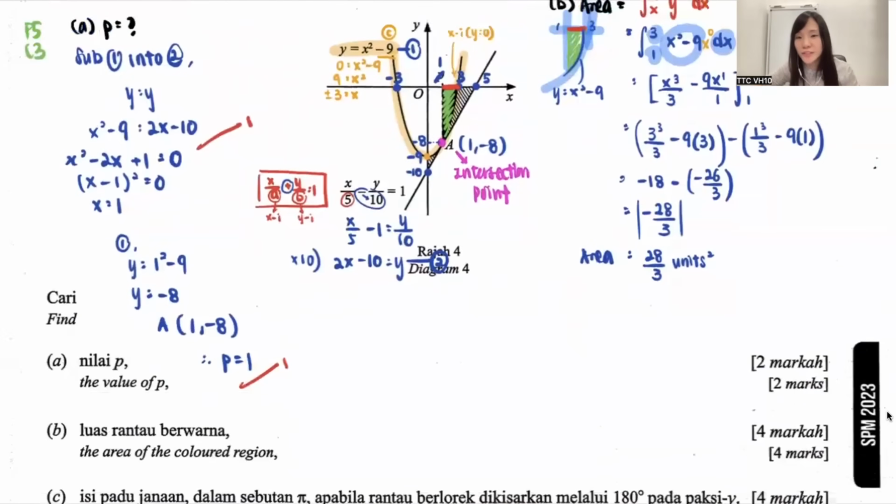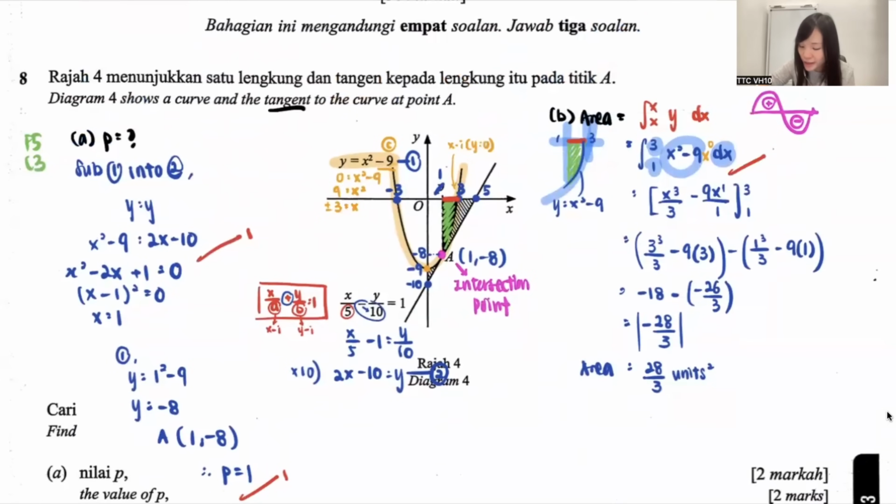That is 4 marks. So when you write down the working out, 1 mark. When you integrate and sub the value in, 1 mark. Integrate it correctly, 1 mark. Get the answer, another 1 mark, 4 marks. Okay, again. So my dear, now let's move on.